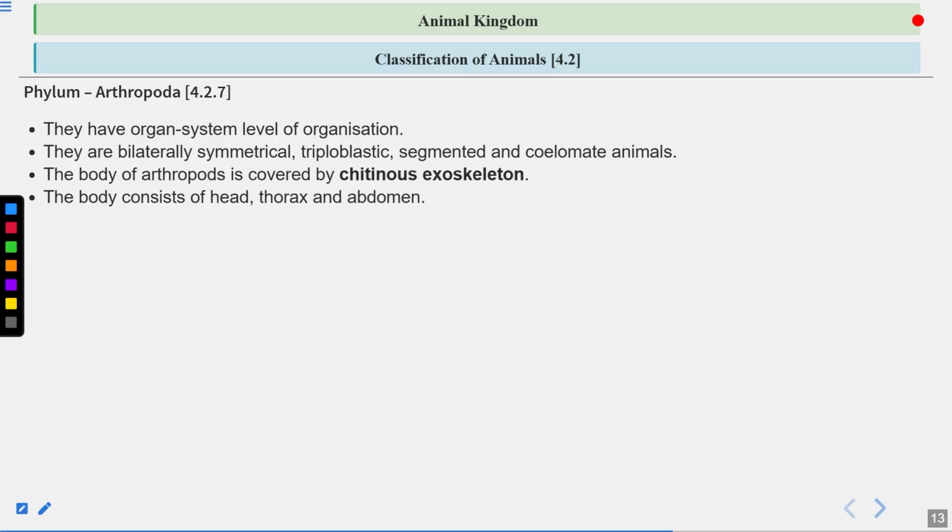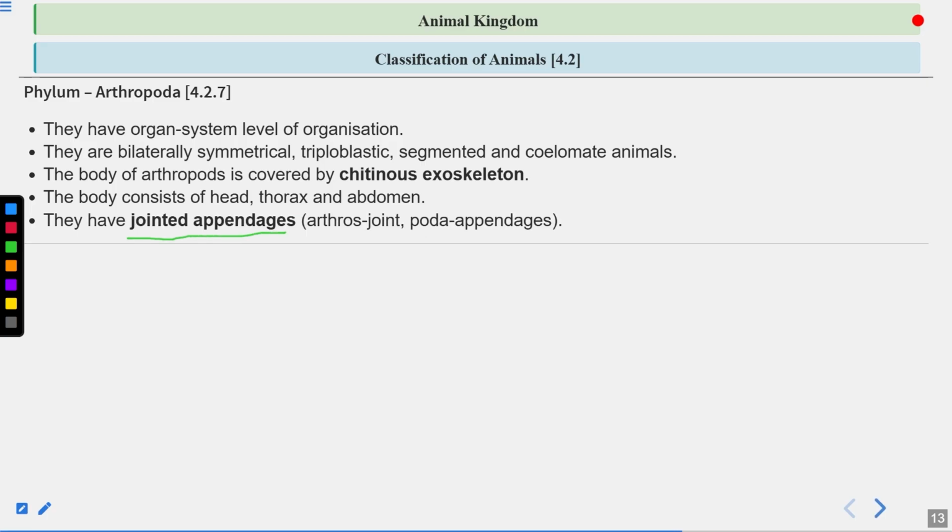The body consists of head, thorax, and abdomen. The whole body can be divided into three different parts: the head region, the thorax, and the abdomen, right? They have jointed appendages. Now, see this word Arthropoda. What is the meaning of Arthropoda? The word arthros means jointed, right? Arthros means joint.